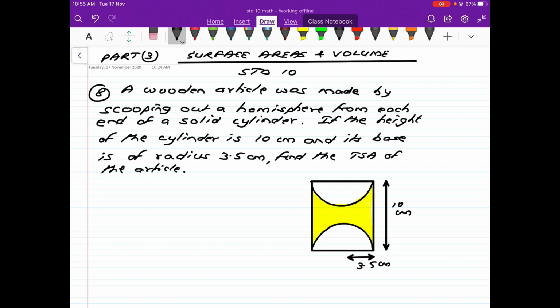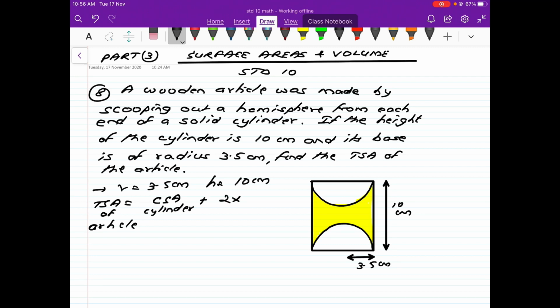So what we will do is, let the radius of the base, so radius of the base is given as 3.5 centimeters, the height of the cylinder is given as 10 centimeters. So what is the total surface area of the article? Total surface area of the article is equal to the curved surface area of the cylinder plus 2 into the surface area of a hemisphere, because there are two hemispheres.